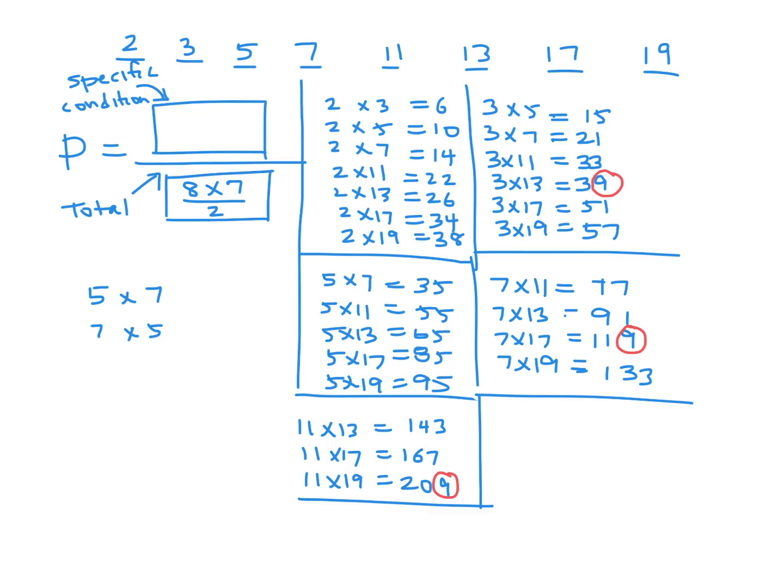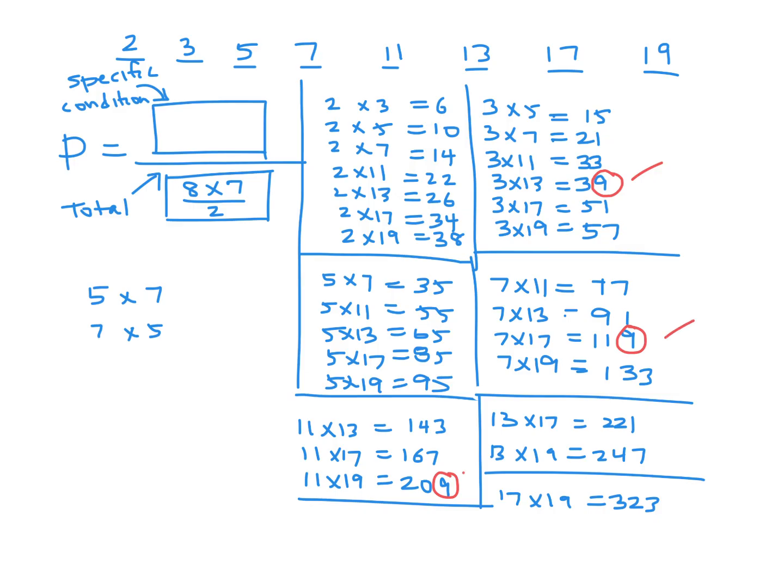And then I think we just have 13 times 17, 13 times 19. And that's 221, 247. And finally, 17 times 19, which is 323. So we only have 3. 1, 2, 3. So 3 is what goes on the numerator. So the actual number would be 3 over 28 is the probability.